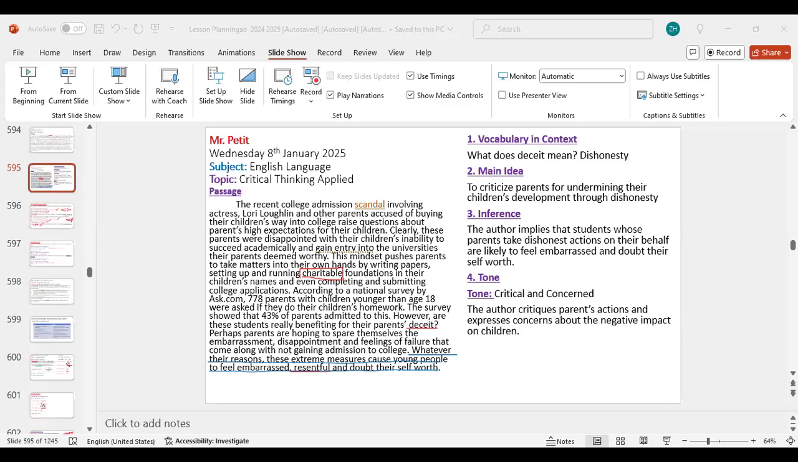I got 16. 16 is good. Levantinique, you have to redo your quiz. You got 12. You have to redo that. Calvin Hyla, you have to redo your quiz.